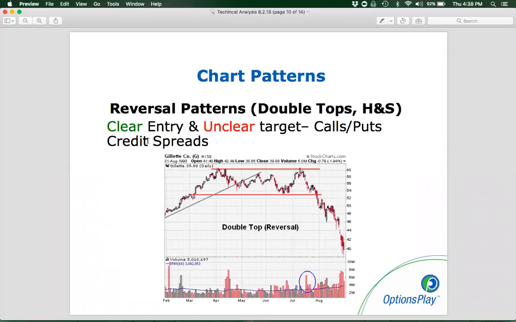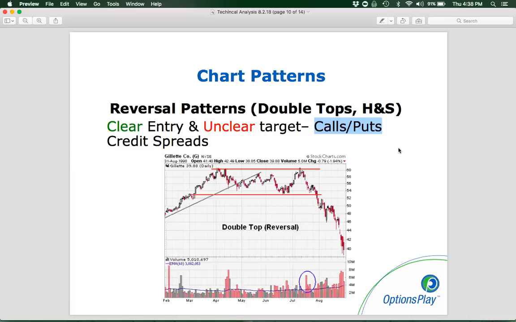And reversal patterns, again, have a clear entry price because it tells us exactly when it hits that double top or when that head and shoulders formation is completed, but it doesn't necessarily give us what we consider a clear target price. They can move quick, they can move slow. There's no real indication as to how fast it'll move. So that's why, generally speaking, you want to use either buying a call or a put if you think that it's going to move faster. There are certain patterns like head and shoulders where you can expect usually a quick move, but double tops, you may not have the same quick move.